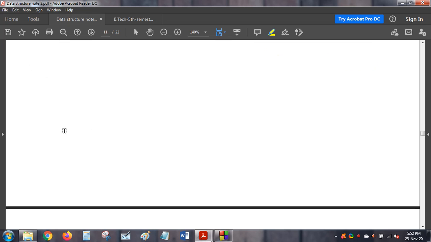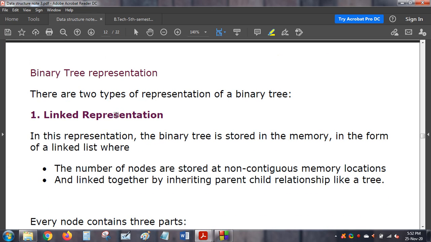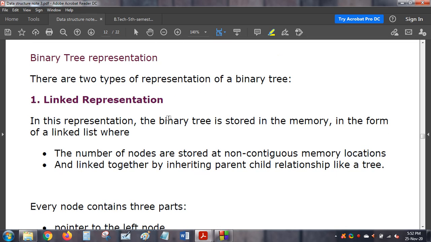Now binary tree representation. A binary tree can be represented by a linked list. In this type of representation, the binary tree is stored in memory in the form of a linked list. The nodes are stored in non-contiguous memory locations. We have already seen this because a linked list can store in non-contiguous memory locations, and they are linked to each other with the help of pointers.